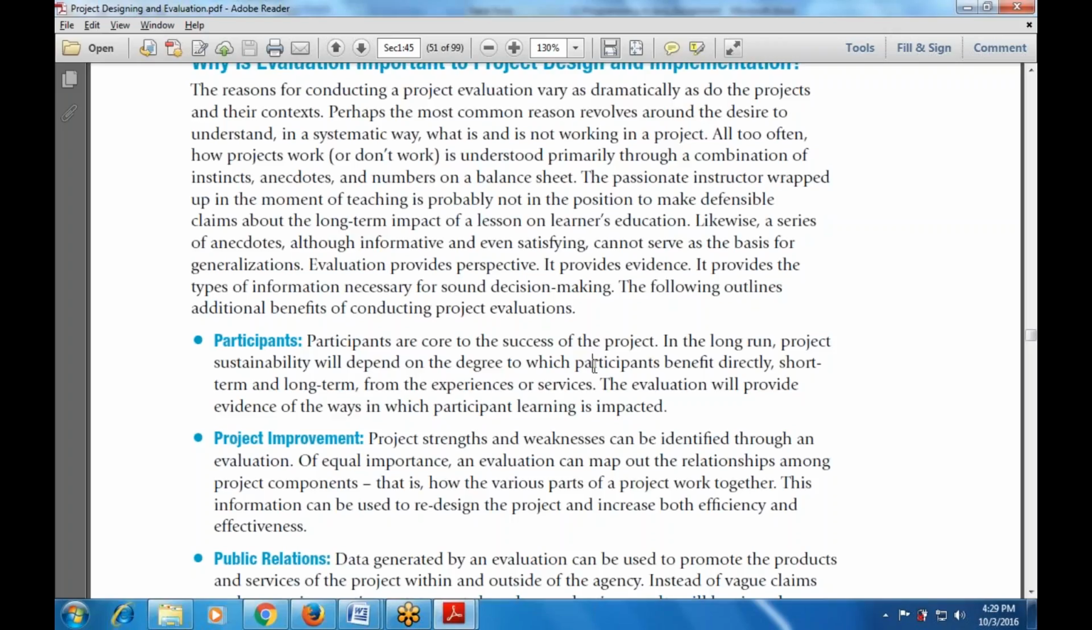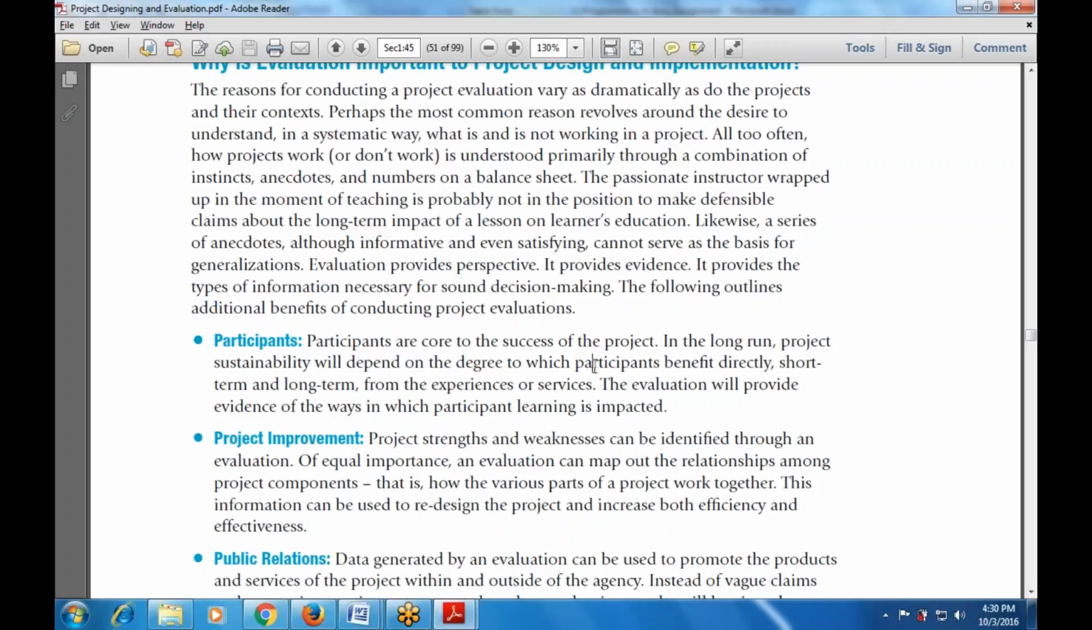The next one is project improvement. The project strengths and weaknesses can be identified through an evaluation. And of equal importance, an evaluation can map out the relationship among the project components.